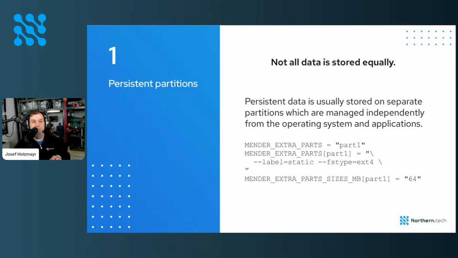Creating such a persistent partition, especially in the context of Mender, is really straightforward, because there's two or three variables that you need to set, and then the build process adds an additional persistent partition with a known label to your image. This is what we will need later. And for the sake of this example, I'm just using 64 megabytes of fake ext4. I mean, the ext4 is definitely always just overwritten by the encryption later.